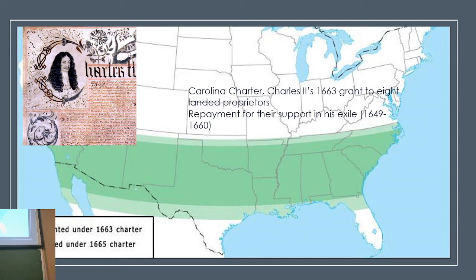Georgia is only going to be settled later. Most of the settlement ends up in Charleston, Charlestown, again, named after his father.